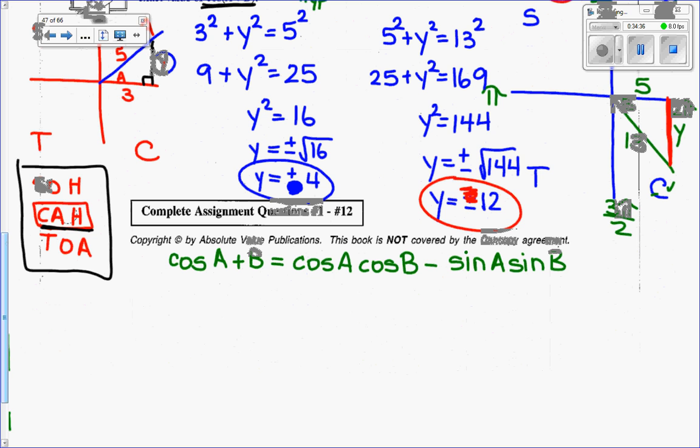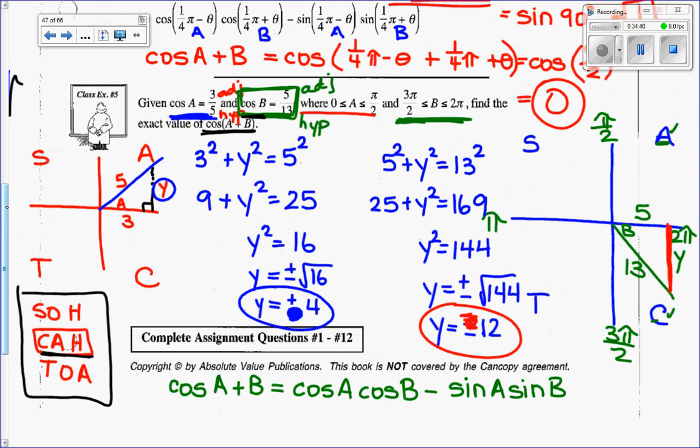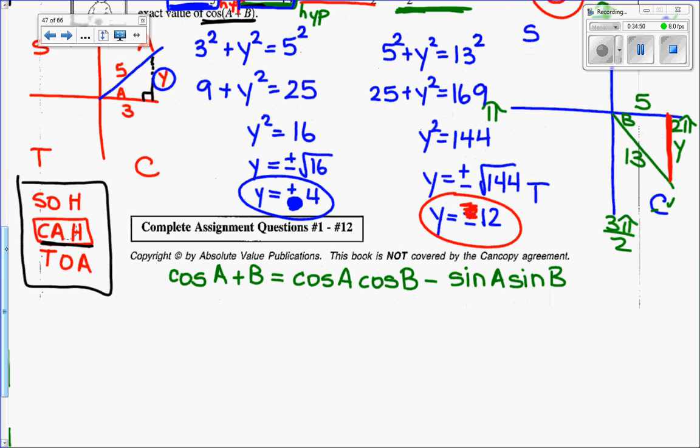Cos A and cos B were given to us up here at the top, right? We have cos A right here, it's 3/5. We have cos B right here, it's 5/13. So we can just plug those right in. Cos A is 3/5, cos B is 5/13, minus, now we need sine A and sine B.